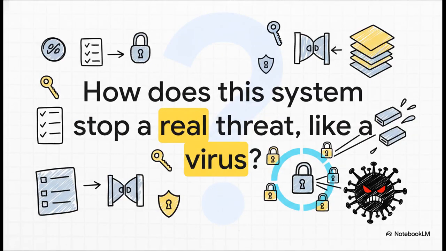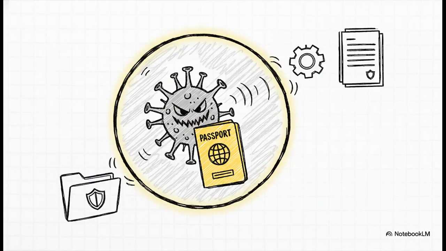Okay, I know. SIDs, tokens, ACLs, it can all feel a little bit abstract, right? So let's bring this down to earth. How does this whole system actually protect you from a real-world threat, like a computer virus? Here's the most crucial point to understand. A virus is just another program, another process, and when it runs, it inherits your access token. That means it is stuck with your permissions.